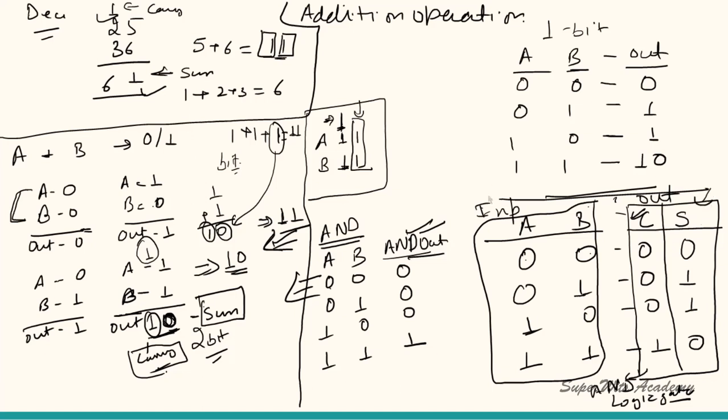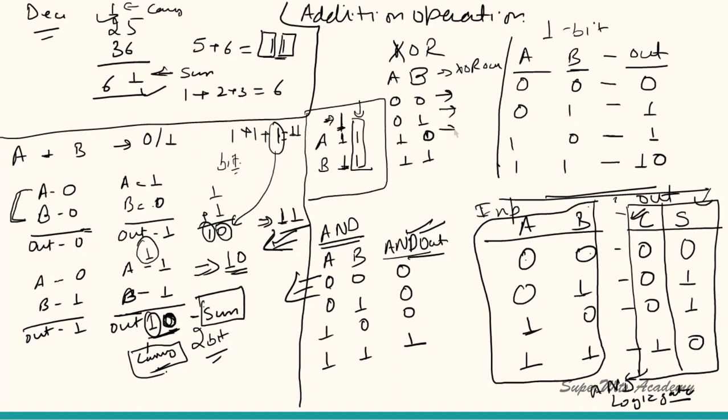Now let's look at the S. It says 0 1 1 0. So if I give you a gist of the XOR truth table, if I have two inputs A and B: 0 0, 0 1, 1 0 and 1 1. When both the inputs are the same, the output will be 0. When both the inputs are opposite, then the output will be 1. So this is what we get from the XOR.